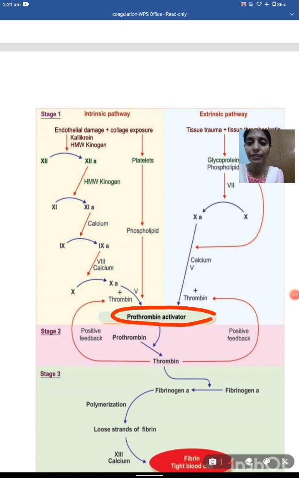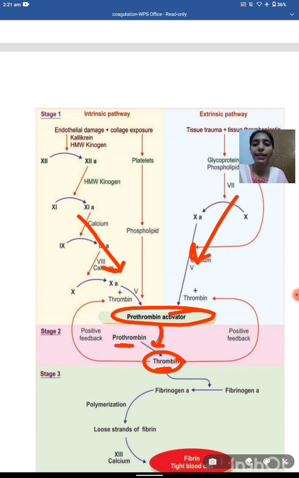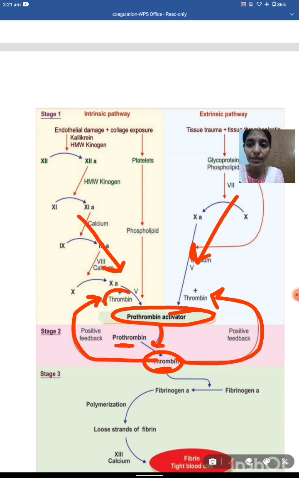Here is the prothrombin activator. This helps in the conversion of prothrombin into thrombin. This is sequence number 1. After that, this thrombin helps in the formation of more prothrombin activator, both in the intrinsic as well as extrinsic pathway. So as you can see in this diagram, here comes the positive feedback in the intrinsic pathway, and here comes the positive feedback in the extrinsic pathway. So basically thrombin plus factor number 5, both help in the formation of prothrombin activator, and finally prothrombin activator converts more prothrombin into thrombin molecules. So this is the kind of positive feedback which is controlled with the help of thrombin.